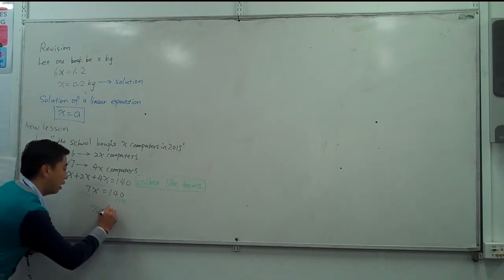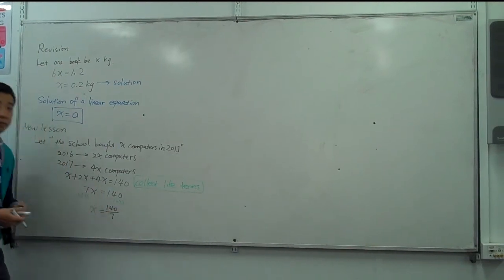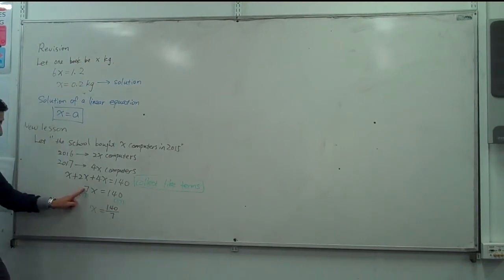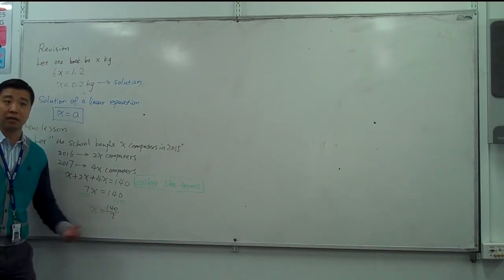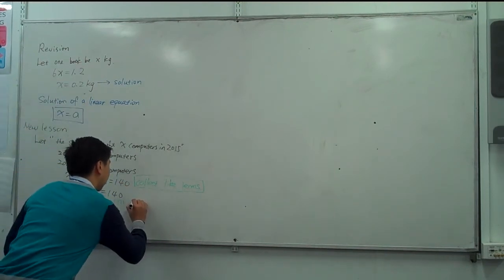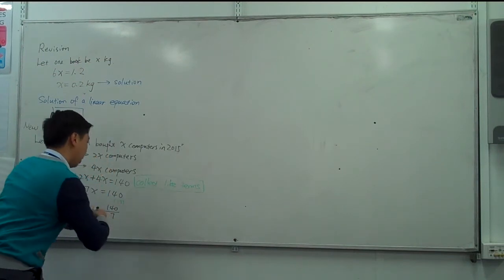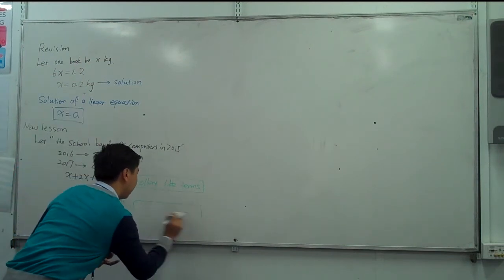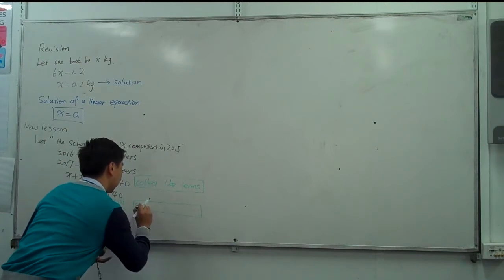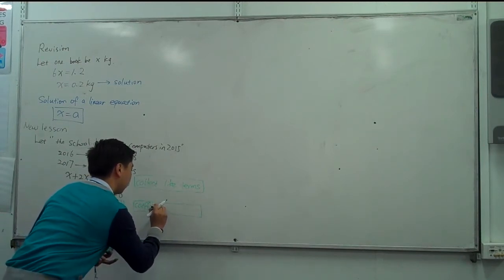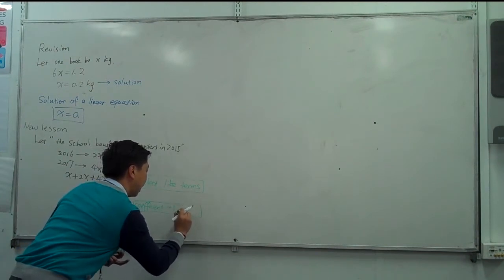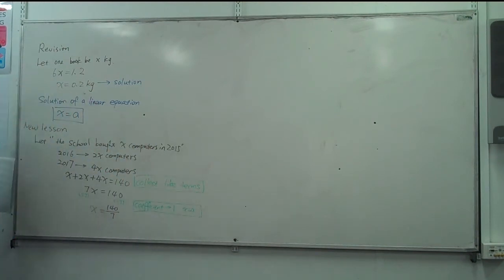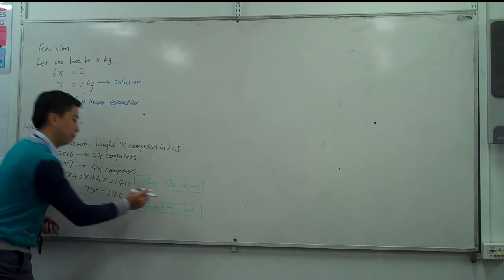Good. So I write 140 divided by 7. Now it's like I move 7 to the right. Because in this step, 7 divided by 7 is 1, so I don't have to write it. That's why it looks like I move 7 to the right. Good. So this step, we call it making the coefficient 1, to have the x equals a format. Okay?